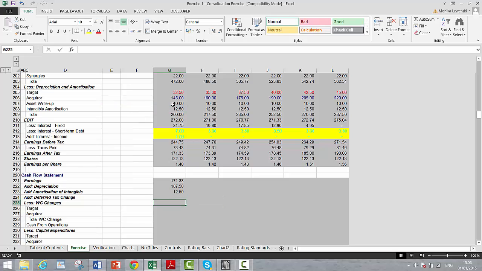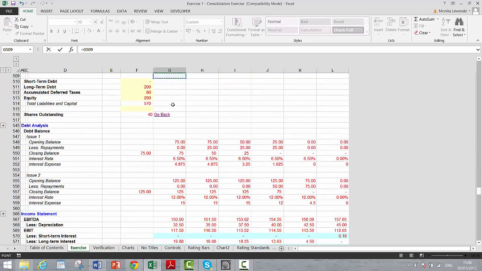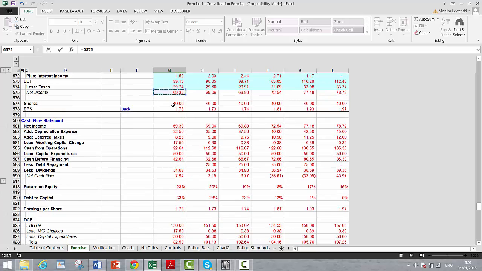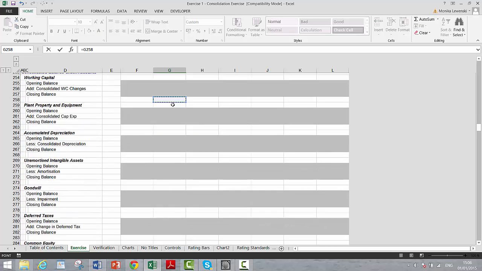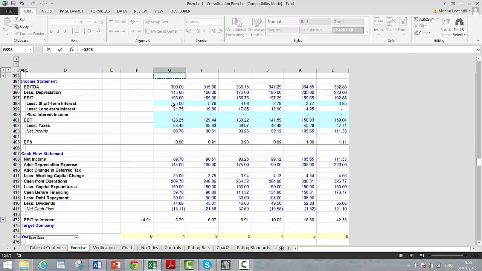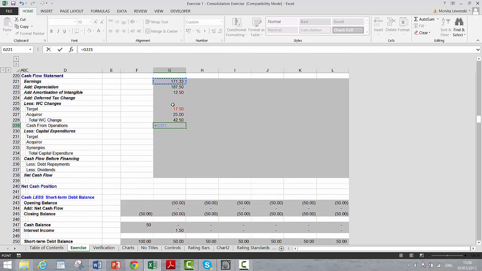I didn't have a deferred tax change, and I don't think we put a working capital change. Oh yes, we did. We put one working capital change in for the target company, and we go down to the cash flow statement for them, and we put another one in for the acquiring company. Oh my God, is this boring? Okay, and then we didn't have any adjustments, so the total working capital change is this one, and our cash flow from operations would be the earnings plus the depreciation plus the amortization minus the total working capital change.